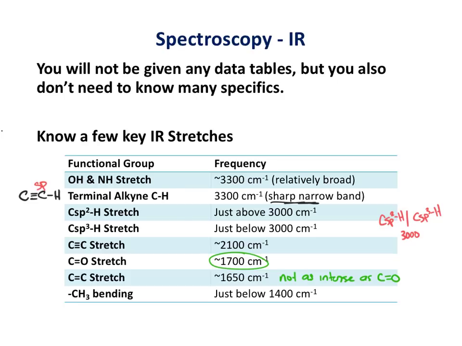Okay, and the last one is kind of a random group from the list, so take me putting that on here how you wish, but the CH3 bending just below 1400 is a good, we won't call that a stretch, we'll call it a good bend to know for IR. Not as sharp down toward the bottom.